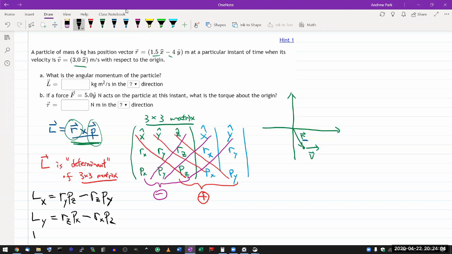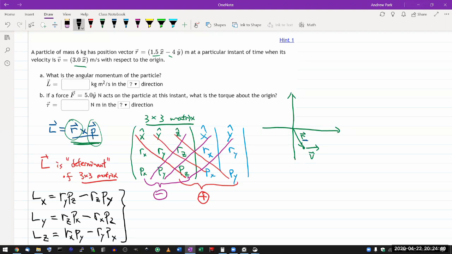And finally, the Z component of angular momentum is going to be, let's see, I'm looking at this, and I guess that actually contains both. So the positive one is the one that's going to the right downward, so Rx Py minus Ry Px. Okay, so that's the full formula. And if you needed to find angular momentum in an arbitrary direction, that's how you do it.